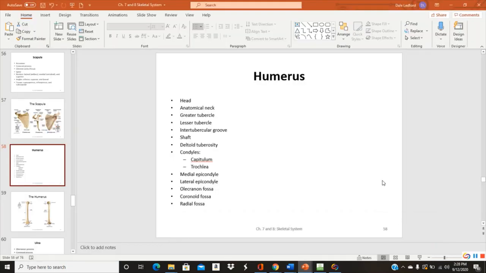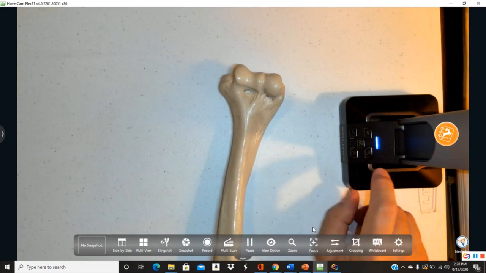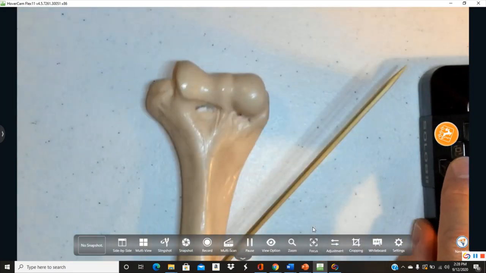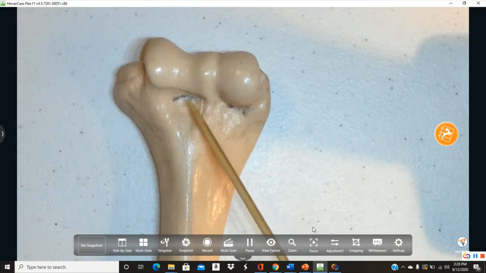All right, now we want to turn our attention to the condyles. Now, these condyles, the capitulum and the trochlea, will be found on the distal end of the bone. So what I'm going to do here is zoom in a little bit. Now, you could tell this one's been used a lot in a classroom. People have touched it with pens.